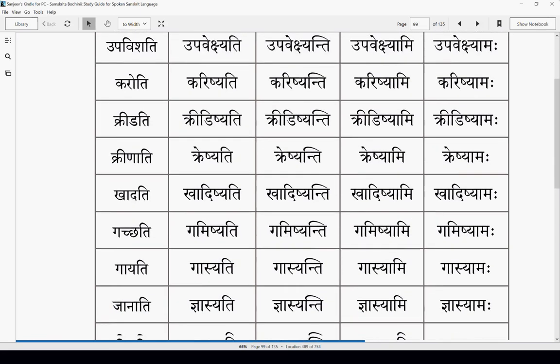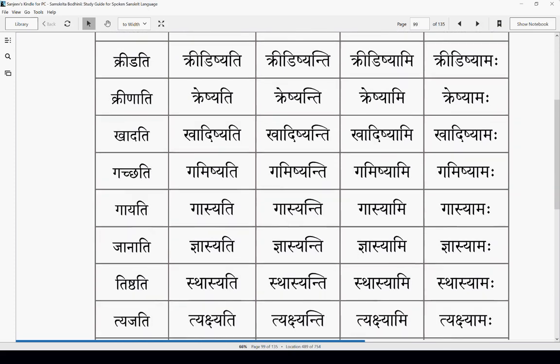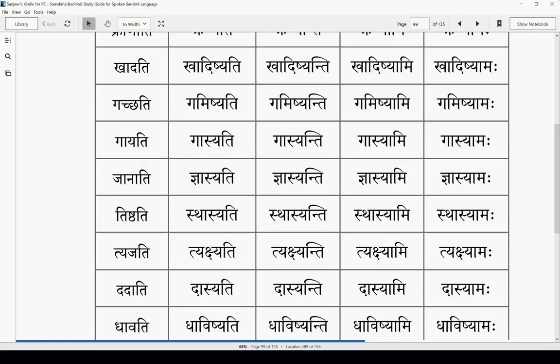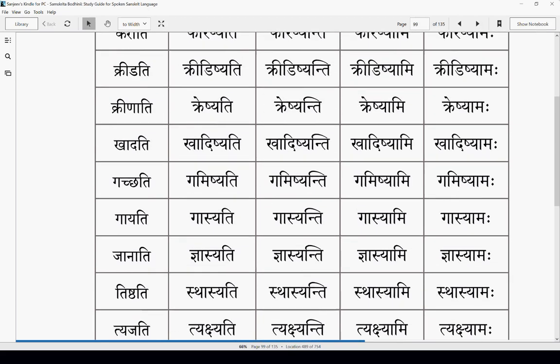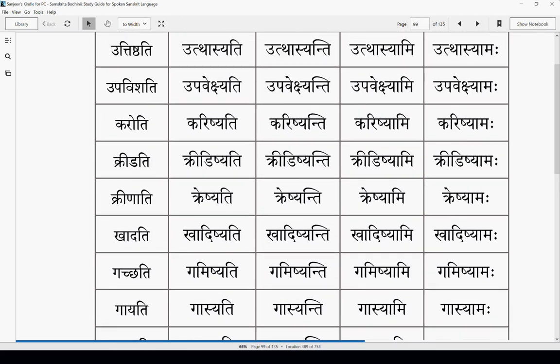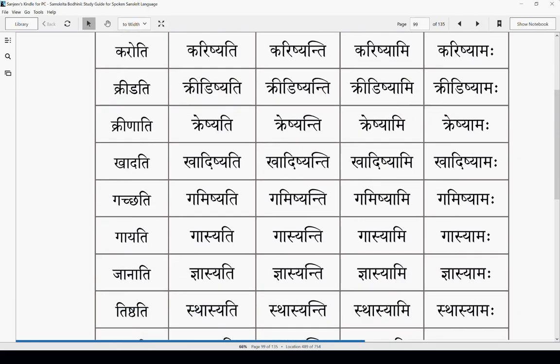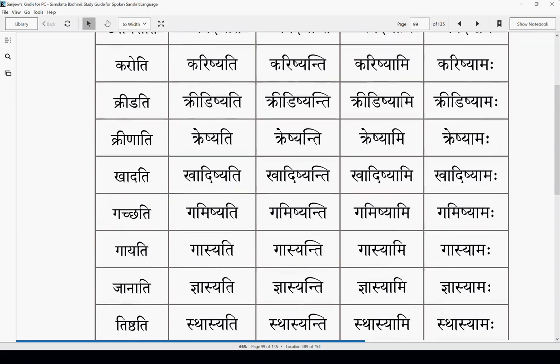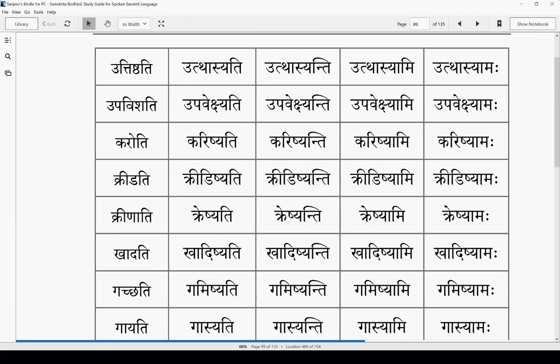Similarly we have Karishyanti, Gamishyati, Janati, we have Jnasyati. For Tishthati, we have Sthasyati, because Stha is the dhatu, Sthasyati. But in the top here we had Uttishthati. For Uttishthati we have Utthasyati, not Usthasyati. There is no Sa here. There is just a Tha, Utthasyati.